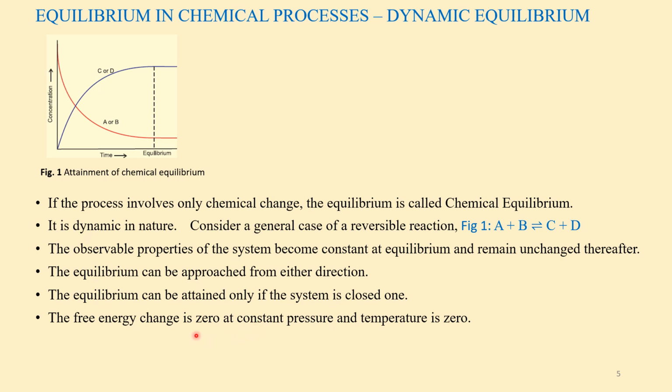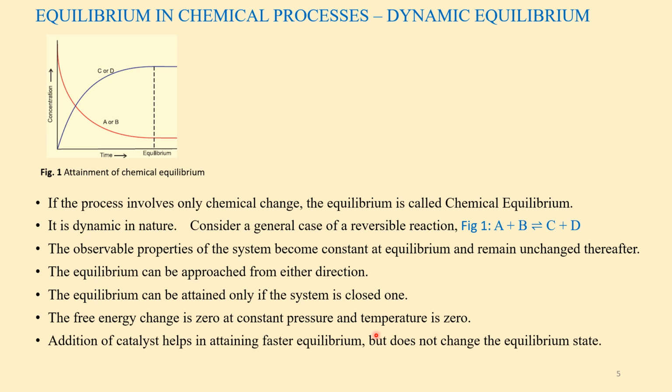The free energy change is 0 at constant pressure and temperature. The addition of a catalyst helps us in attaining faster equilibrium, but does not change the equilibrium state. So a catalyst only helps in speeding up equilibrium, but it does not change the equilibrium state.